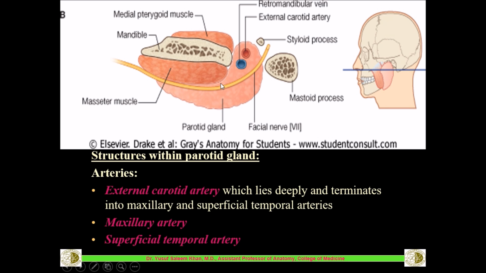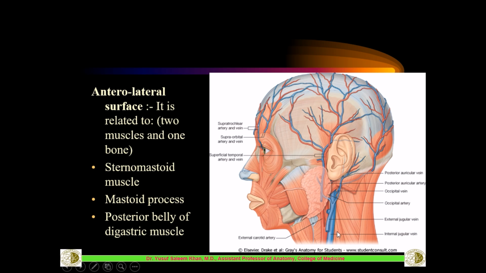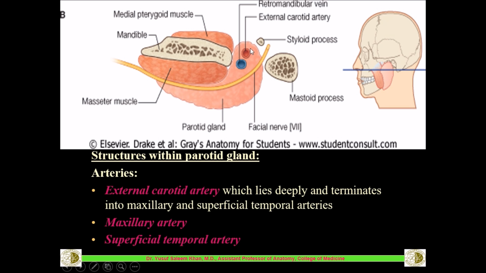Within this gland, there are some structures which pass through the parotid gland. What are the structures within this parotid gland? There are some arteries, mainly the external carotid artery. If you can see here, this is the external carotid artery. In other pictures we can see this is the common carotid artery, and it gives two branches, external and internal. The internal goes behind and enters the skull. It will not give any branches. The external carotid artery extends here, and it gives a lot of branches, almost 8 branches. So this is the external carotid artery passing through this parotid gland.